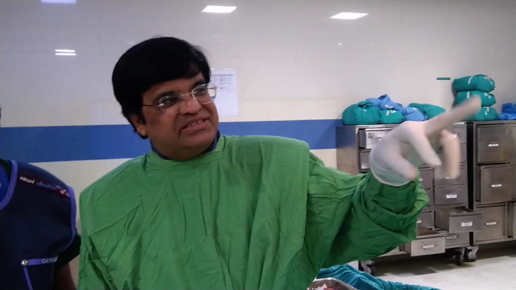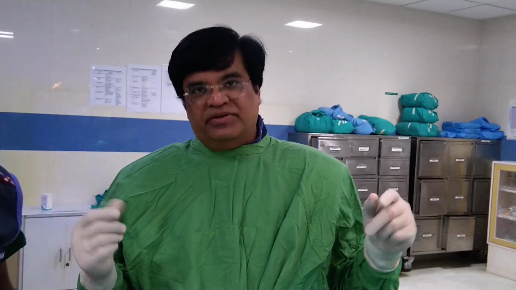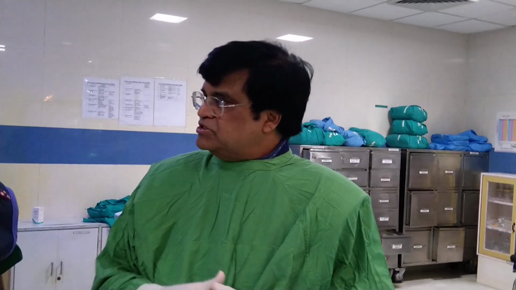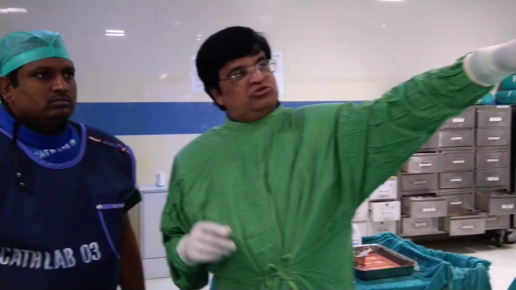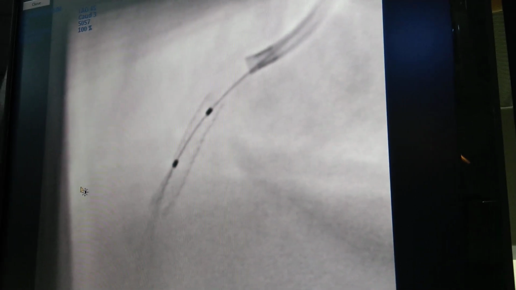Then of course the mid segment, which had about 70% stenosis, especially in the RAO view, and we have done that stenting as well. So good angioplasty requires good pre-dilatation, good sizing of the stent, and post dilatation, which is helped by the stent boost. The stent boost is always very good, because then you know how the stent has been deployed.